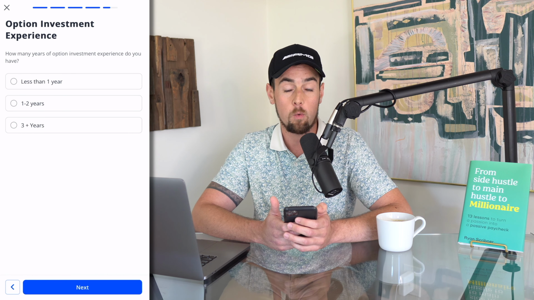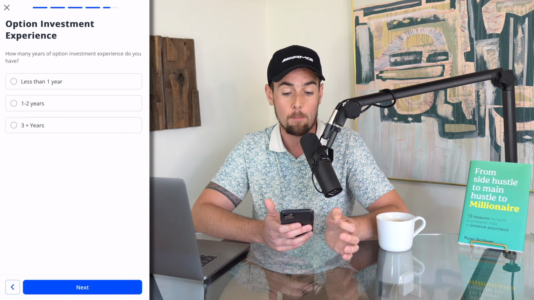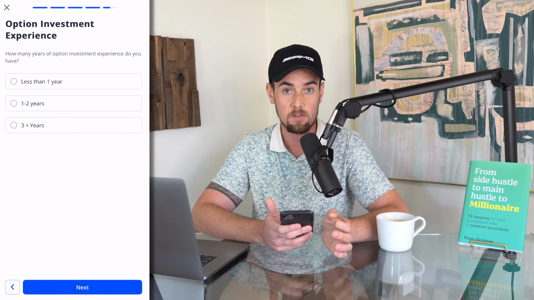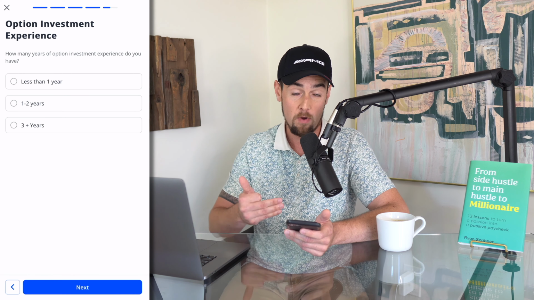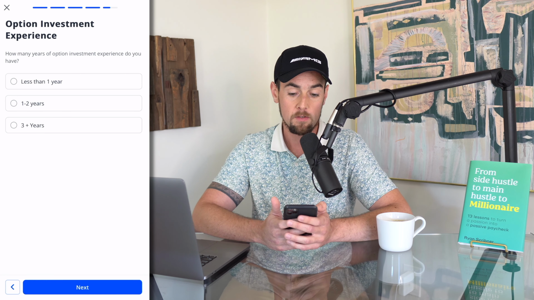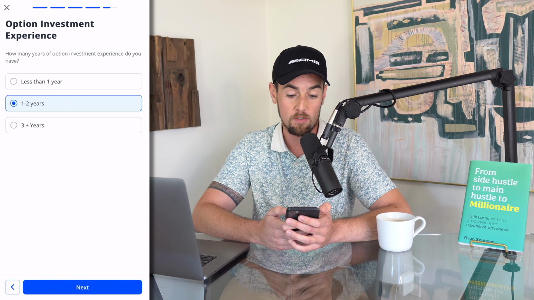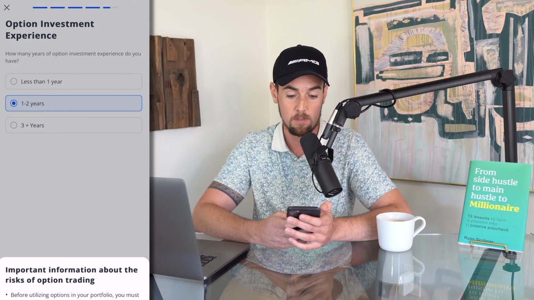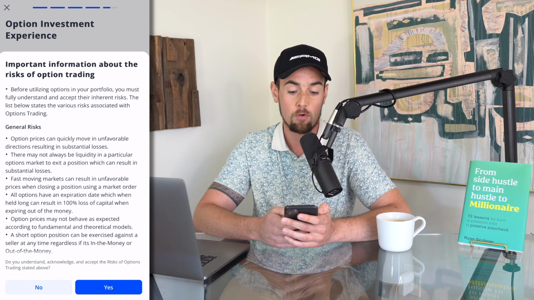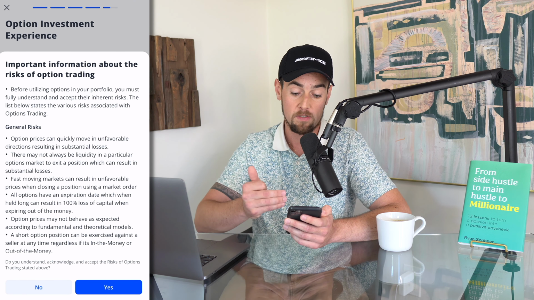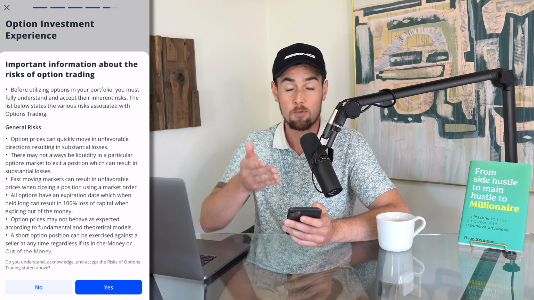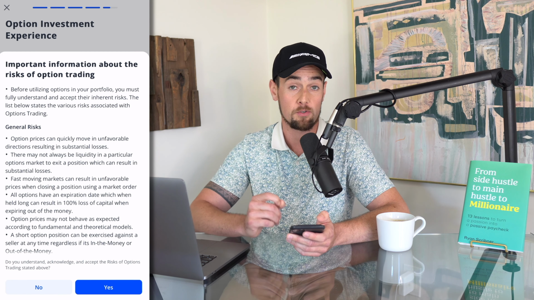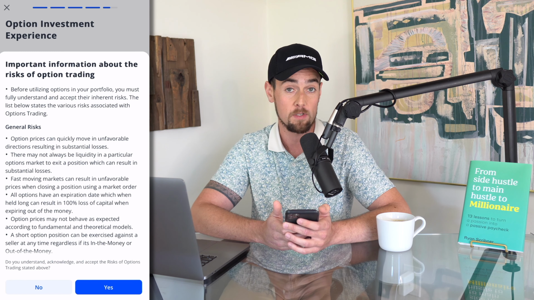At this point, there is a questionnaire that populates about your option investment experience, and this is only going to be showing up here should you enable options trading when you sign up for Webull. So in this case, I'm going to just say 1 to 2 years of options investment experience, and then there is a separate set of disclosures and risks that you have to agree to here related to options trading. I'm just going to read a couple of these key pointers to you, that way you're aware of some of the risks that are involved.